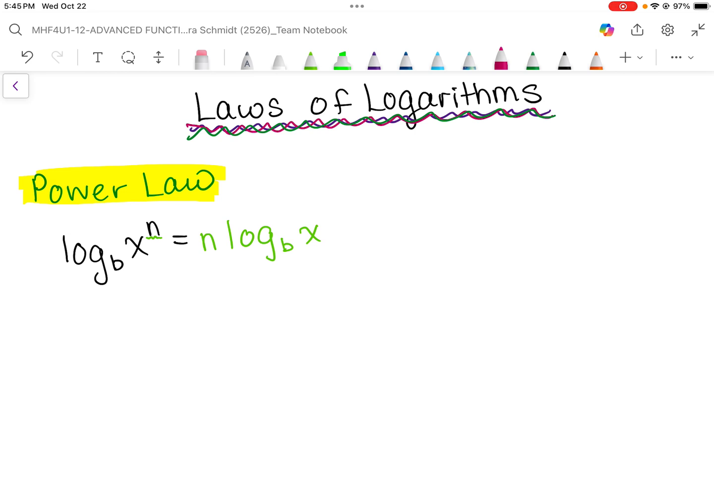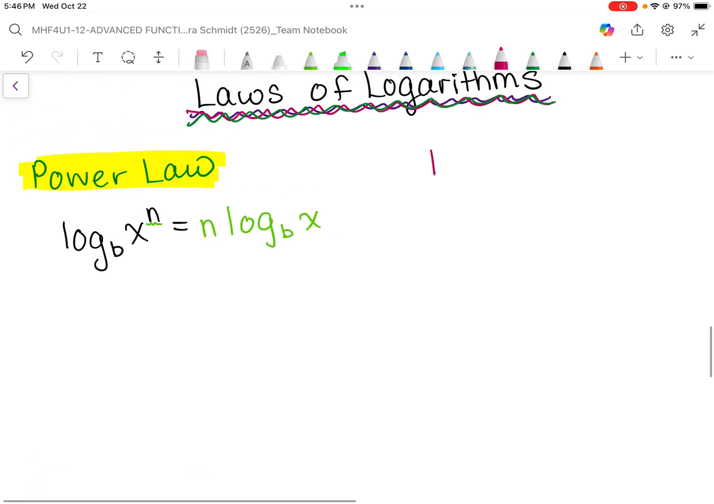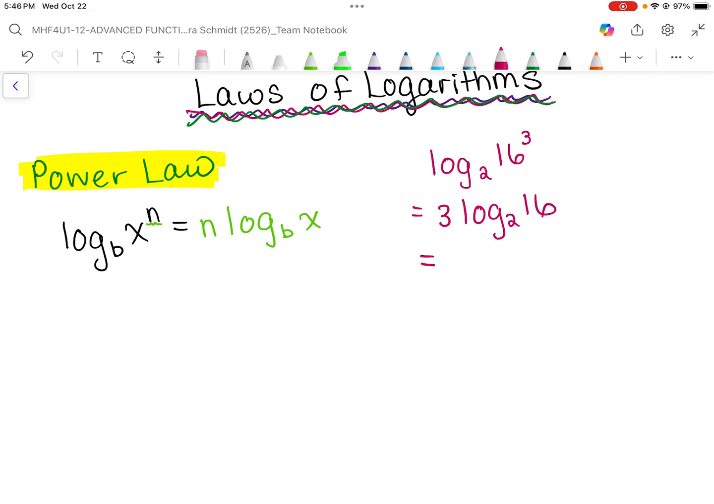So, for example, maybe you have a question like log base 2 of 16 to the power of 3. You don't really want to do 16 to the power of 3 because that's going to be some humongous number. And we can actually solve log base 2 of 16 pretty easily. So we're just going to move the 3 out front to make it 3 times log base 2 of 16. And then we can just solve log base 2 of 16 because we know 2 to the power of 4 is going to equal 16.